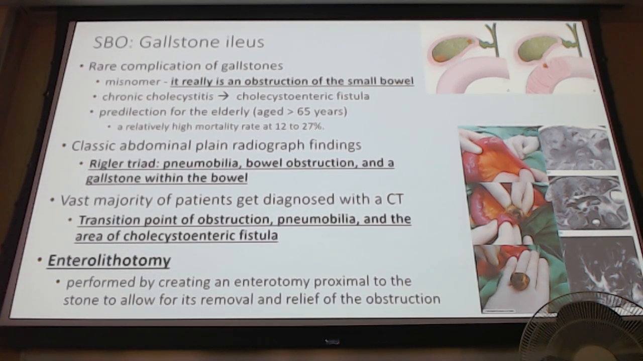How do we fix it? We go and do what's called an enterolithotomy. So it's like an enterotomy, proximal. We go into the bowel, we make a hole into the bowel, we get the stone out, and then we close up the hole.